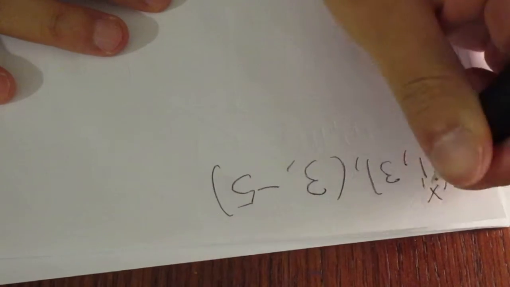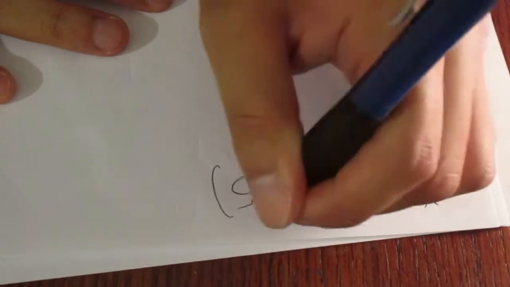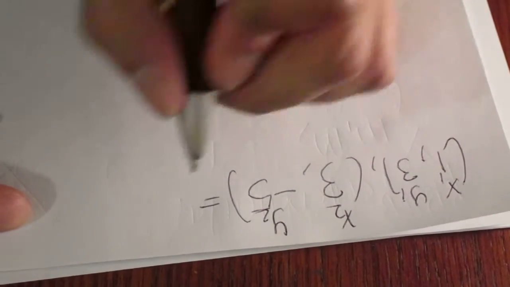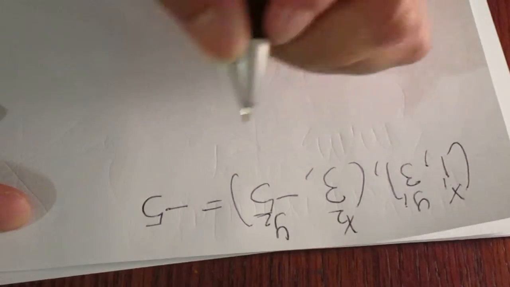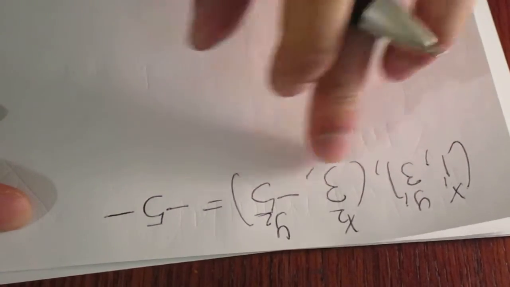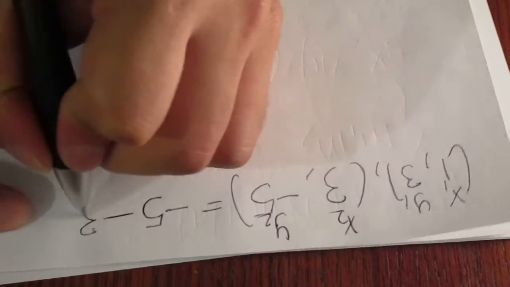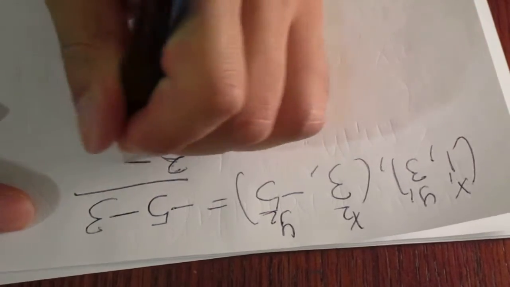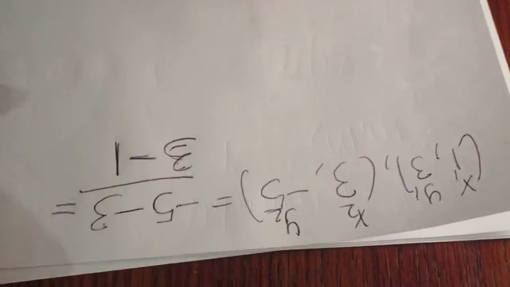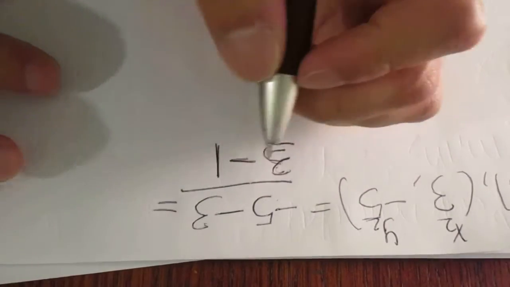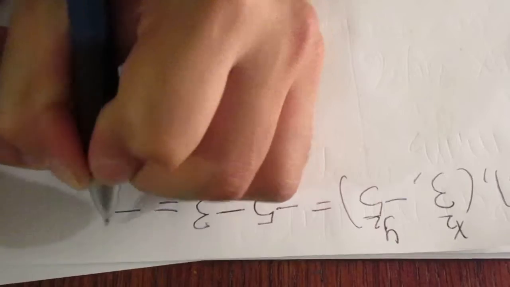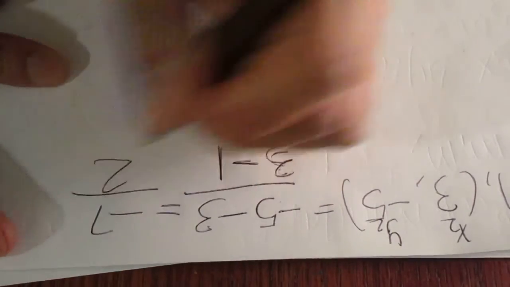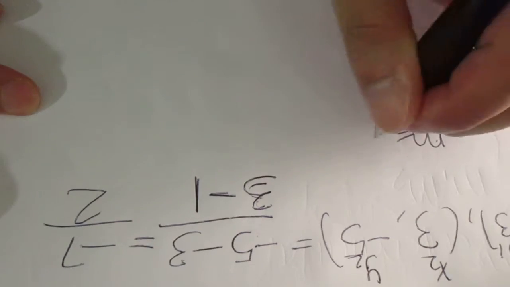First step, label the x1, y1, x2, y2. It's very important to label it because you can get very confused. So it's -5 minus 3, y2 minus y1, and then x2 is 3 minus 1. So that gives you -5 minus 3 is -8, so -8 over 3 minus 1 is 2. So our slope is -4, right?